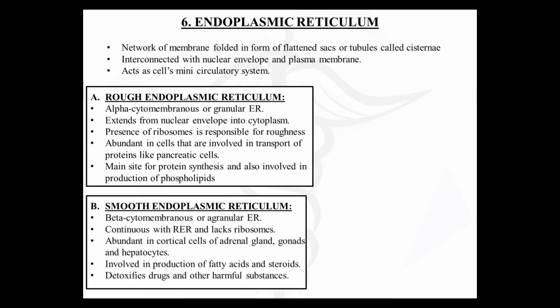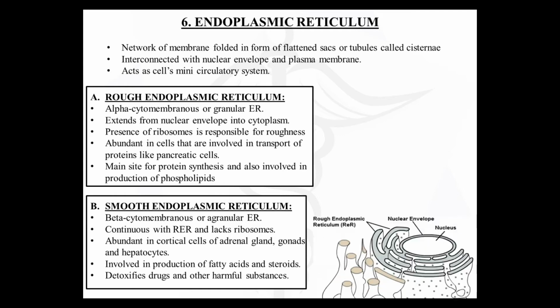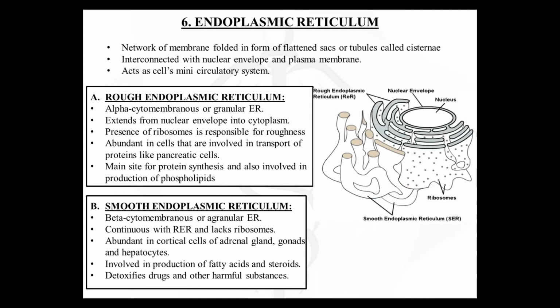Rough endoplasmic reticulum is also called as alpha cytomembranous or granular endoplasmic reticulum. It extends from the nuclear envelope into the cytoplasm in the form of cisternae. The presence of ribosomes on the outer surface of endoplasmic reticulum is responsible for the roughness of the membrane. Rough endoplasmic reticulum is abundantly present in the cells which are involved in the transport of proteins, for example, pancreatic cells. Rough endoplasmic reticulum is the main site for protein synthesis. It is also involved in production of phospholipids.